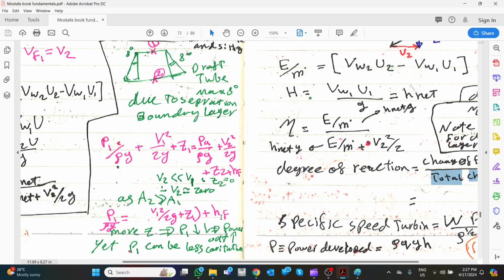This is clear, the pressure at 1. Here, by the way, it will be minus. It will go to the other side with a minus, and this will be in minus, by the way. And here is the h friction, so this will be minus. I don't know why it is. I don't know, I will add it.